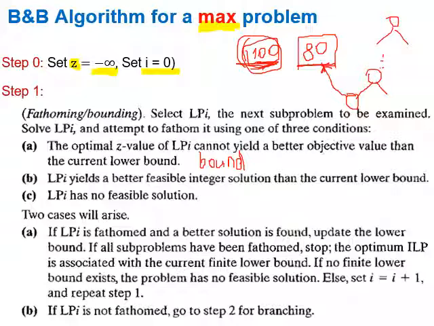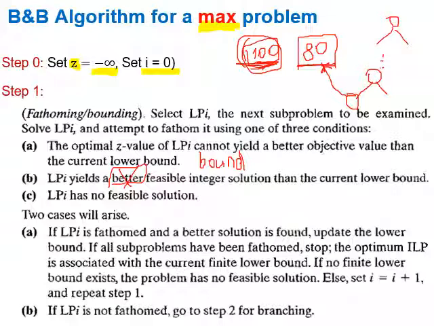The second reason: you solve this LP and that LP yields a better feasible integer solution than the current lower bound. In fact, it doesn't need to be a better feasible integer. You can just delete this one. If the LP yields a feasible integer solution, then we fathom it. But depending on its value, we may do two things. Those are explained here.